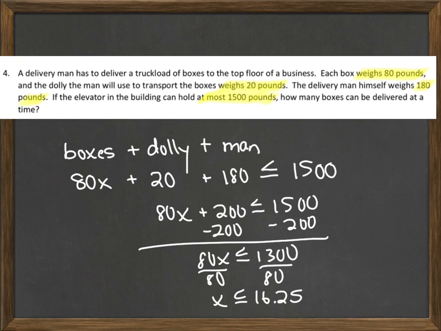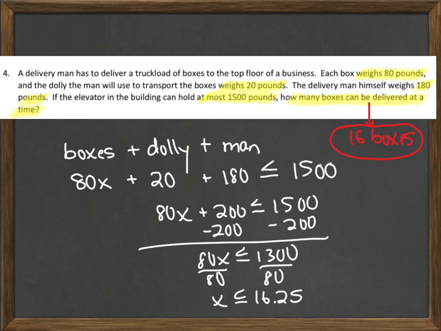Now I think we can all agree that you can't have a quarter of a box, right? He's only lifting or putting in there a whole number of boxes. So to answer this question, it says how many boxes can be delivered at a time. We're not going to write 16.25. We're going to say 16 boxes. Okay? And again, we're doing that because we have to have a whole number of boxes. Saying 16.25 boxes doesn't make sense in the context of the problem.